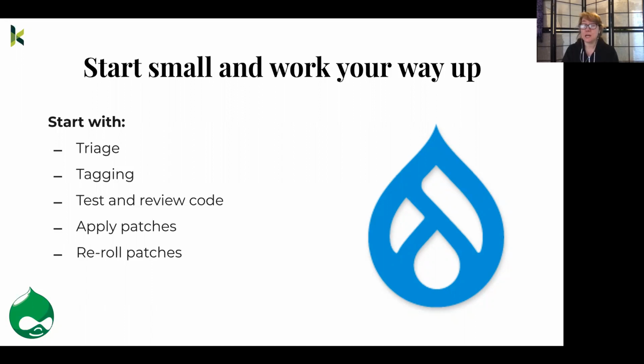Tagging issues. This is a great way for folks to find the issues that they want to work on. So if you're going through and doing some triage and you see that it's an accessibility issue, you can tag it accessibility, and that way folks who are passionate about accessibility or have that be something they work on professionally, they can easily find it in the issue queue just by a tag.